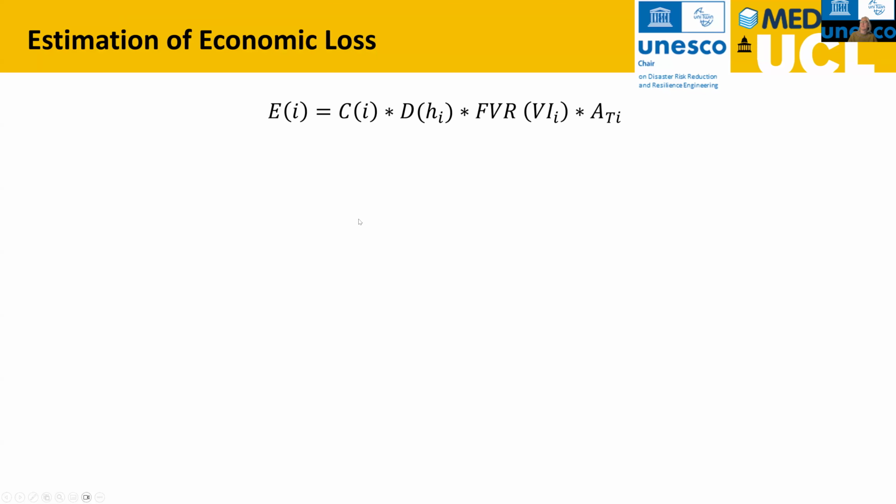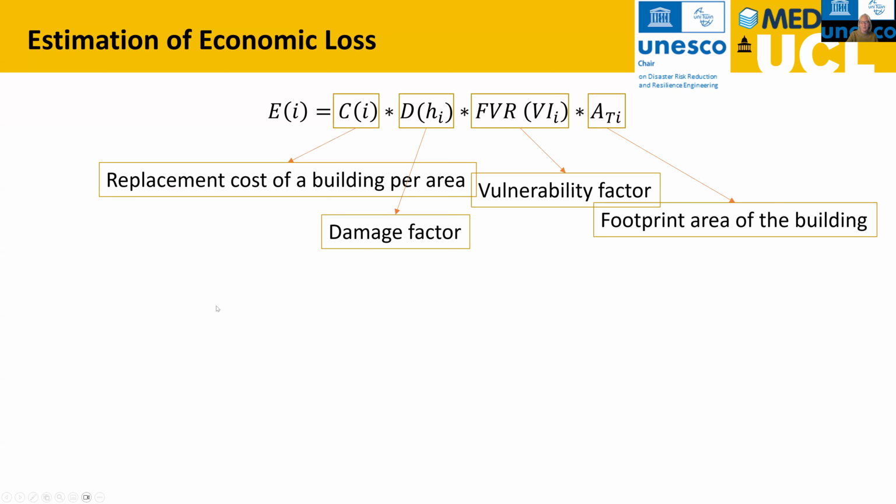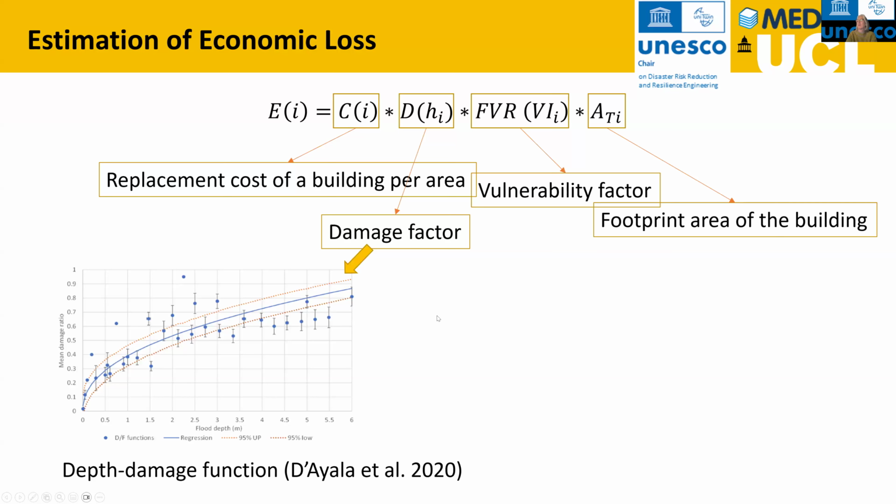Okay, so here we are now at the estimation of the economic losses. Thank you, Asana. We basically look at a replacement cost for the buildings, damage factors, vulnerability factors, which is the element that Asana has just illustrated so far, and the footprint area of the building.